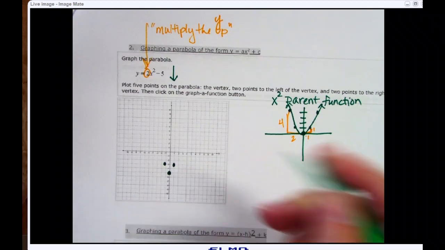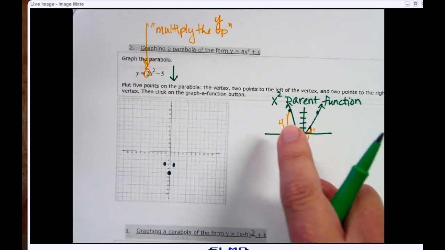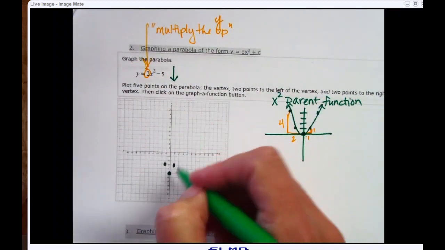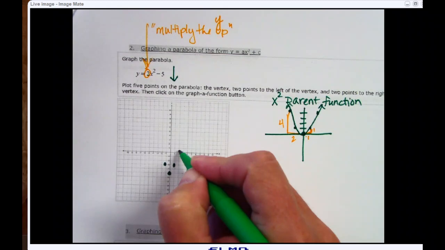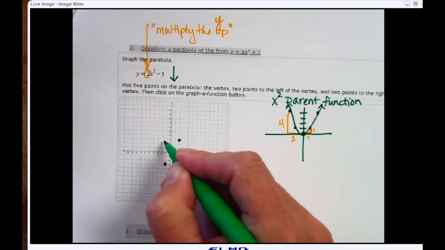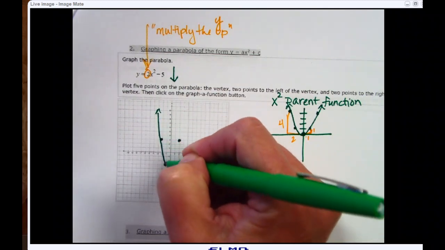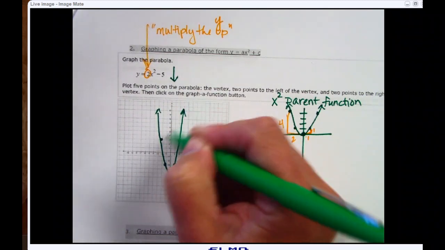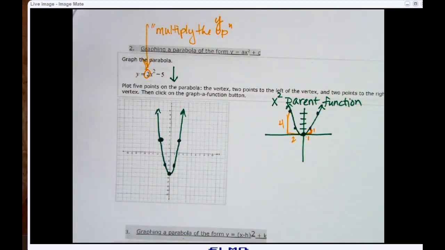Over 2, up 4, becomes over 2, 4 times 2 is 8. 1, 2, 3, 4, 5, 6, 7, 8. Reflected on the other side. I have to make the dots really big so my function goes through them.